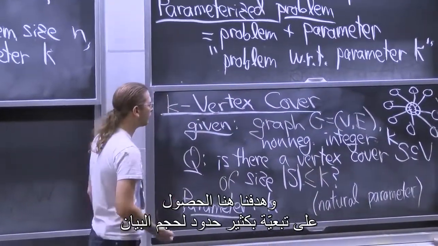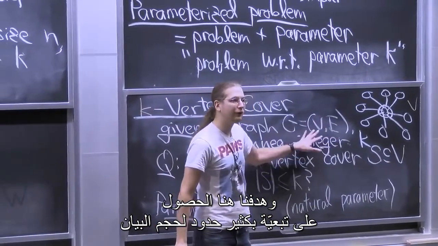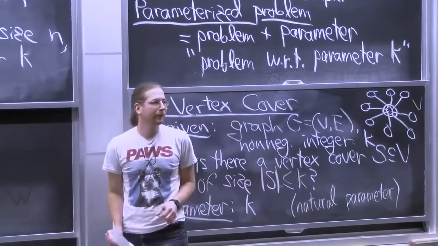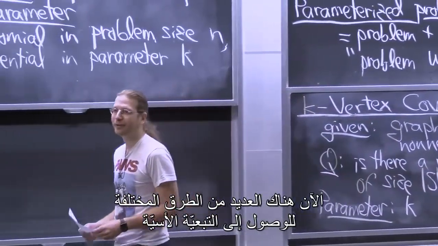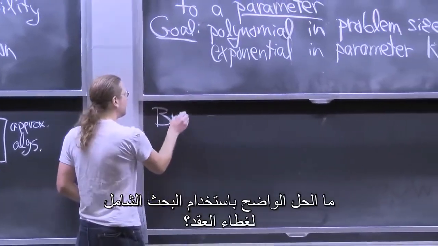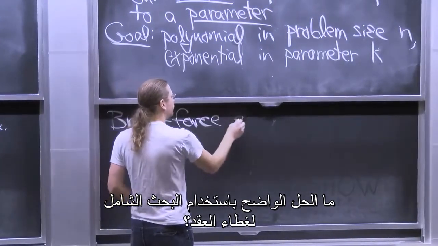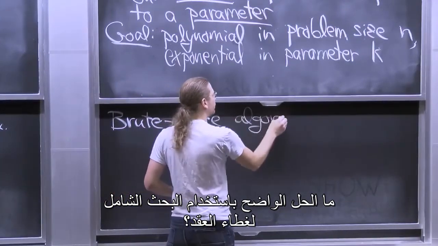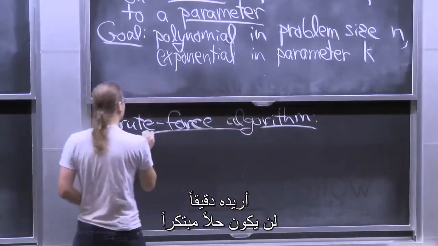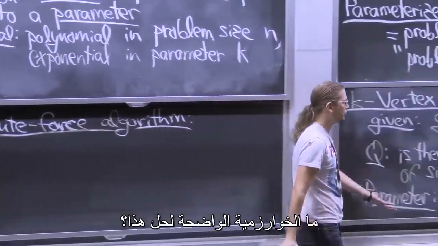And our goal here is that we're going to get some polynomial dependence in the size of the graph, but we're going to get an exponential dependence on k. Now, there are many different ways you could think of exponential dependence, but let's start with what would be the really obvious brute force solution to vertex cover. Okay, I want exact. I'm not going to be clever. What's the obvious algorithm to solve this?